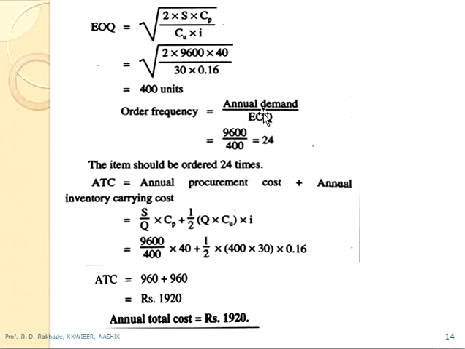Order frequency is annual demand upon EOQ. So annual demand 9,600, and we get 24. So they should order 24 times. Total annual cost is the summation of procurement and inventory cost. By using the formula, all values are given. So total annual cost is 1,920 rupees.